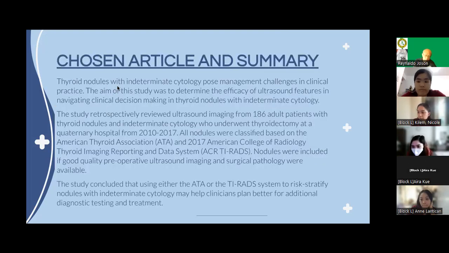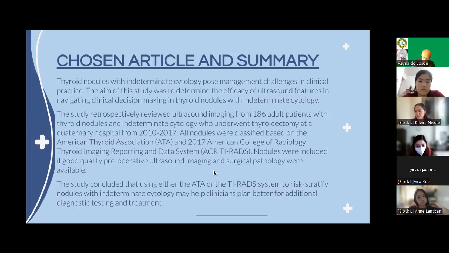So for the summary, thyroid nodules with indeterminate cytology pose management challenges in clinical practice. The aim of the study was to determine the efficacy of ultrasound features in navigating clinical decision-making in thyroid nodules with indeterminate cytology. The study was a retrospective study which reviewed ultrasound imaging from 186 adult patients with thyroid nodules with indeterminate cytology who underwent thyroidectomy at a quaternary hospital from 2010 to 2017. The nodules were classified based on the ATA and 2017 ACR thyroid classification system.